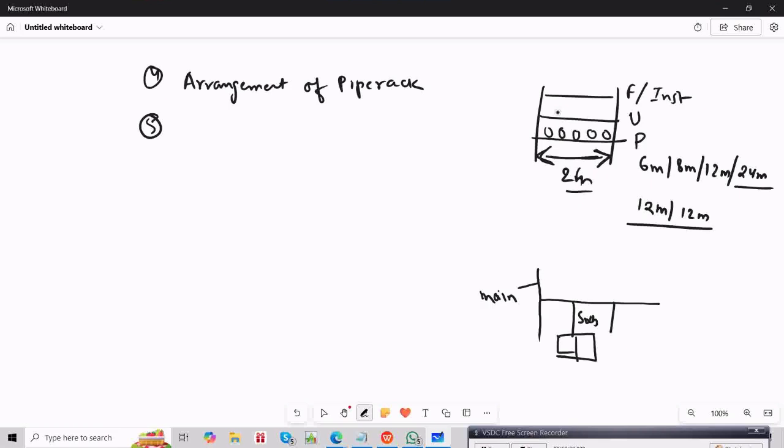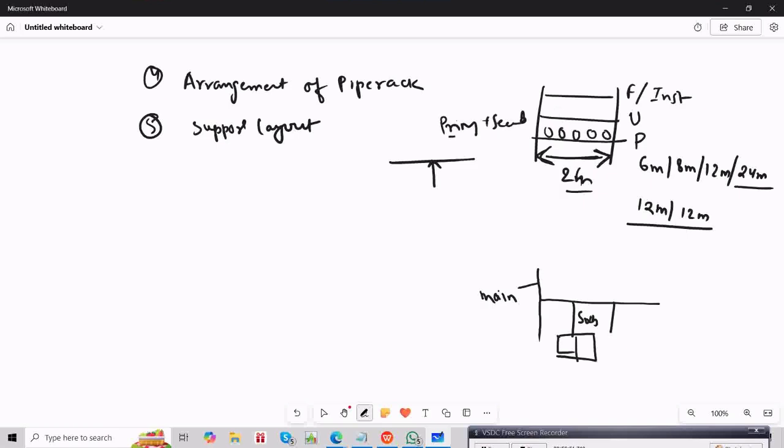The next one will be your civil information drawing, or you can say the support layout. Support layout means on the pipe you have to provide supports at locations. Now the support can be of two types, a combination of two types. One is called your primary support plus secondary support.